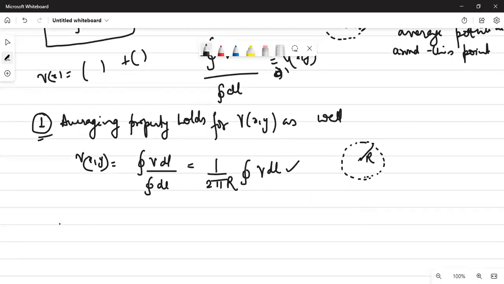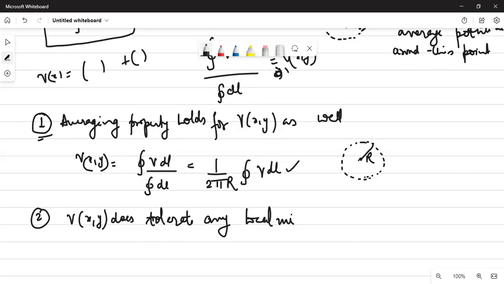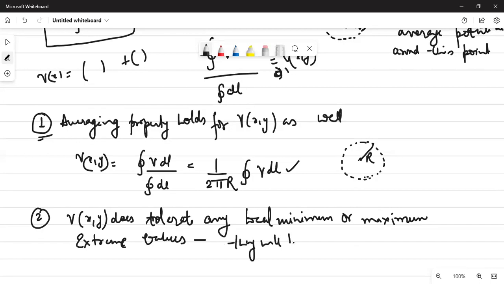The second result is that V(x, y) does not tolerate any local maximum or minimum. The same result holds here as in one dimension. One must understand that if extreme values have to occur, they will be on the boundaries.